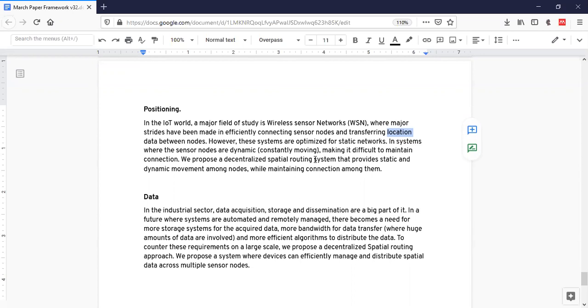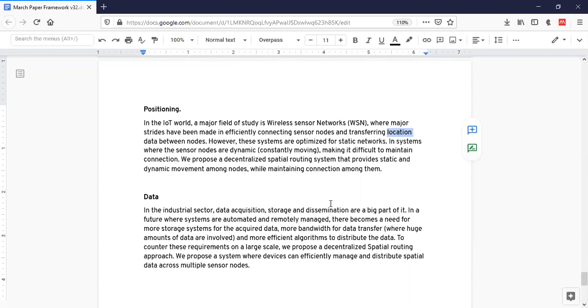However, the systems are optimized for static networks. What am I talking about? I meant static nodes, where the sensor nodes are in one place. So in systems where the nodes are dynamic, constantly moving, it's difficult to maintain connection. There's not a lot of research on that. I did a brief, not very intense check, but there was not a lot of information on that.